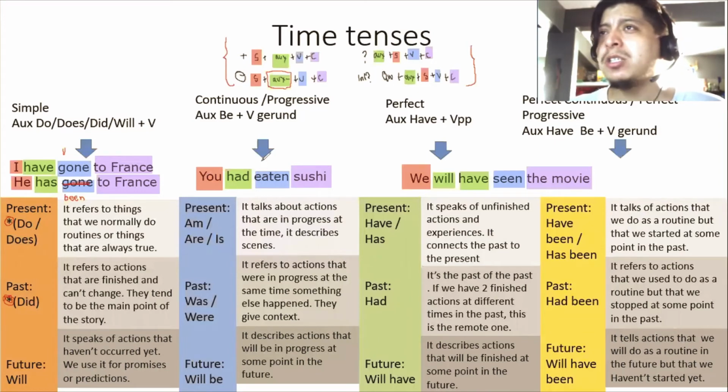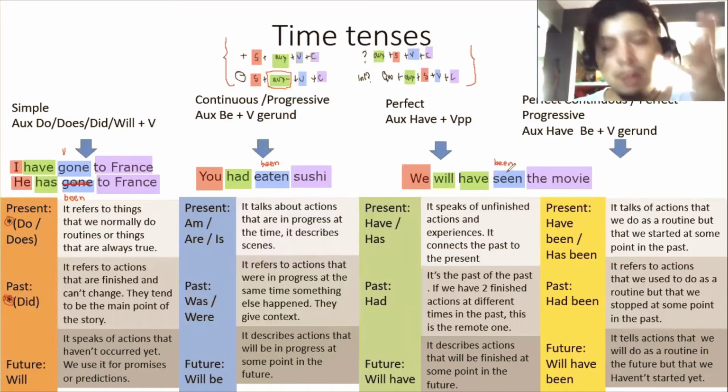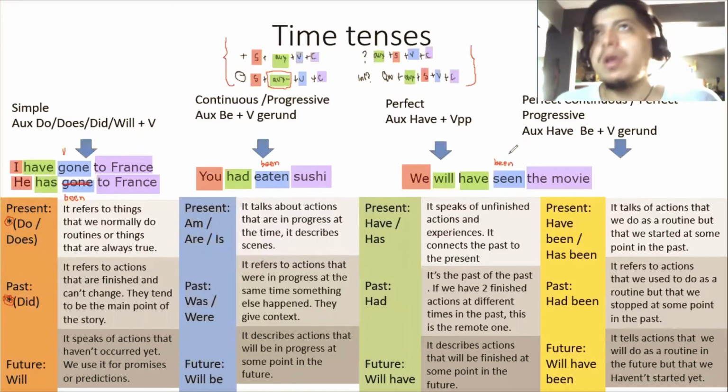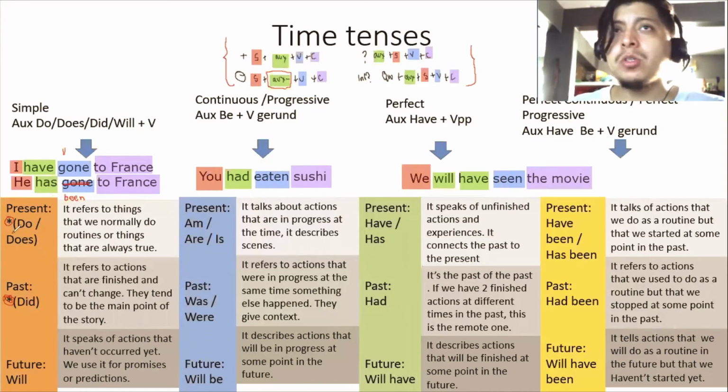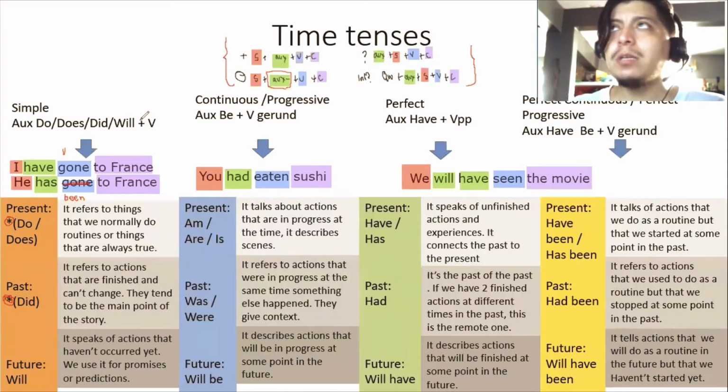You had been sushi. Well, that's kind of weird, but you can use the verb to be. We will have been the movie. Okay, kind of weird, but technically that's okay. I mean, you can use the verb to be as if it was any other verb. Remember, the only exceptions are the simple present and the simple past. Now, again, we know the rules. So we know how to change these sentences into negatives. How do you change these sentences into negatives? Very simple.